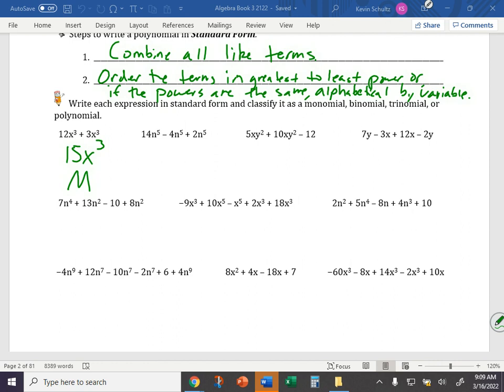Okay. Rowan? It's a monomial. Why? Because you have n to the 5th, you have 14 of them, you lose 4, you get 2 of them back, 12 n to the 5th. Monomial.